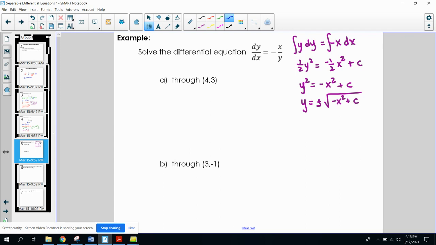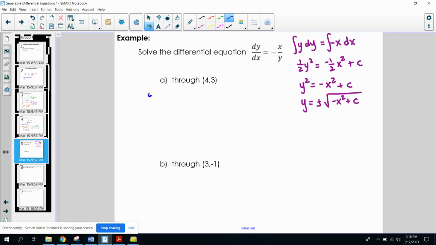Now part A says solve for y that goes through 4, 3. So what's the equation of the line that goes through 4, 3? We're going to plug that in for x and for y. But the first thing we have to figure out is what quadrant this is, because we have this plus or minus, so we're not going to use both the plus and the minus. 4, 3 is in the first quadrant, so that means that our square root is going to be positive.